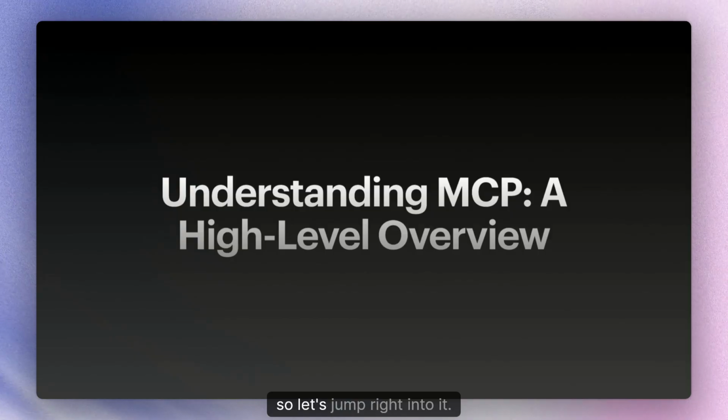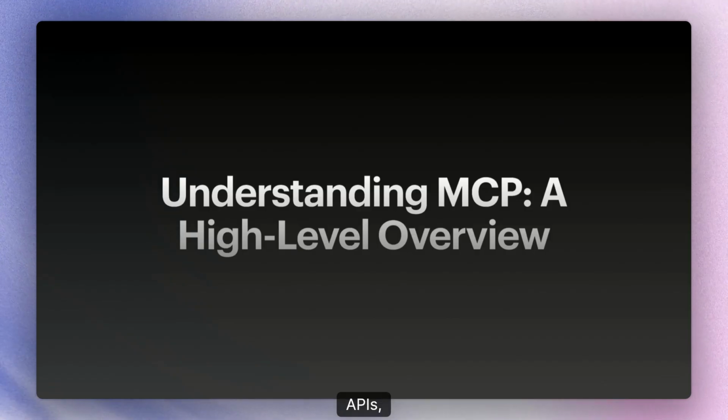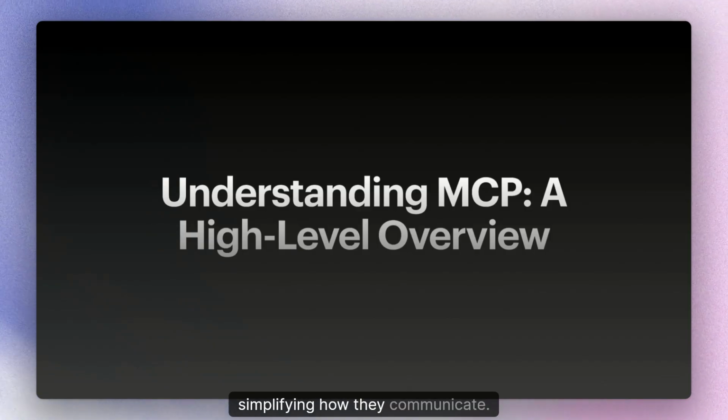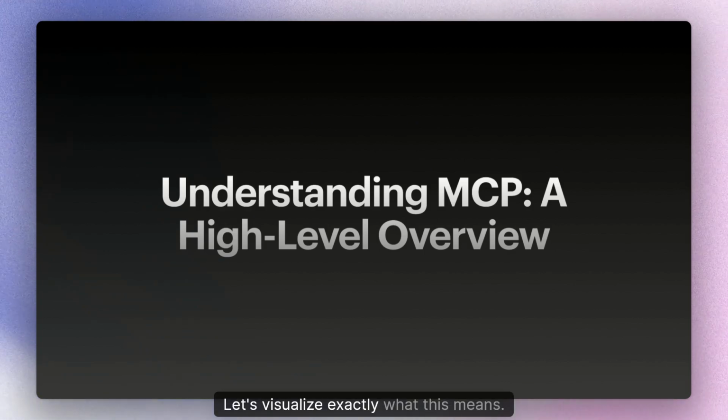All right, so let's jump right into it. What exactly is MCP? MCP, or Model Context Protocol, is basically a universal connector. It sits between the AI models and third-party APIs, simplifying how they communicate. Instead of building separate integrations for every single API, MCP acts as a translator or a unified middle layer. Let's visualize exactly what this means.